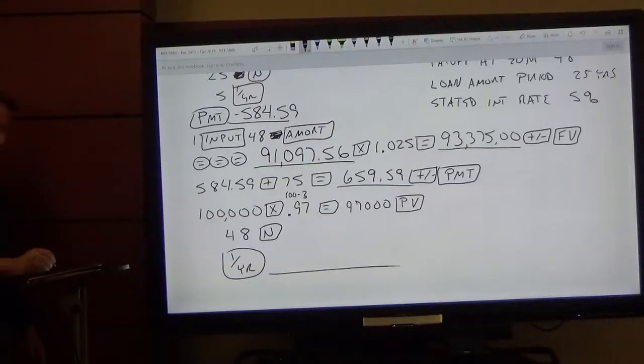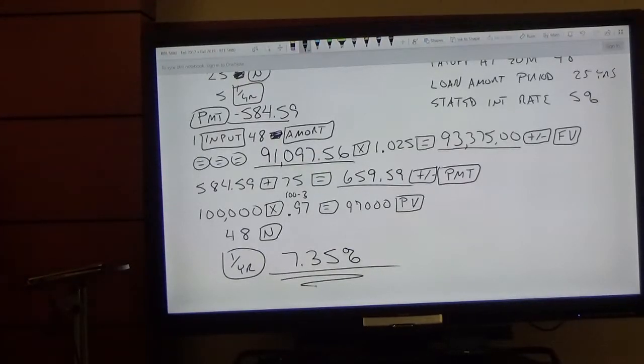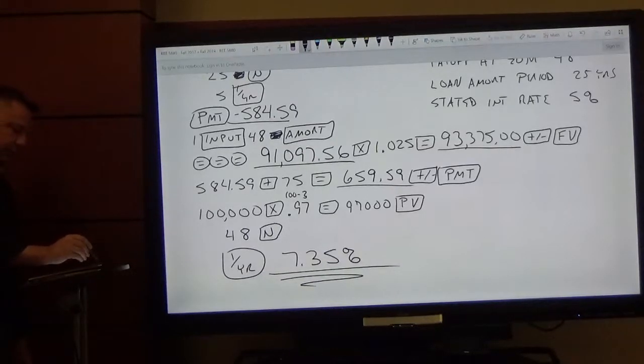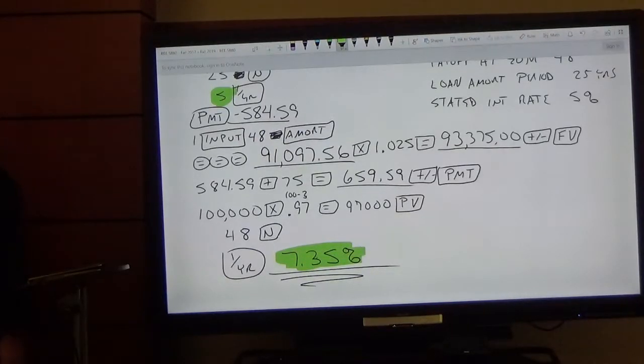Okay, what do we end up with? 7.35. Pretty cool, huh? So, once again, what we thought was a 5% loan ended up being a 7.35% loan because of the loan origination fee, the prepayment penalty fee, and the servicing fee. Make sense?